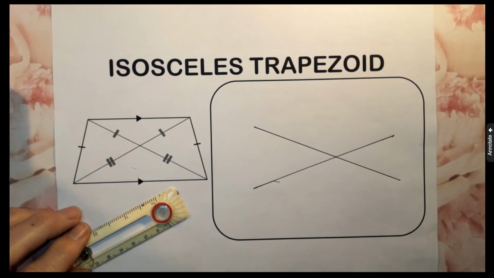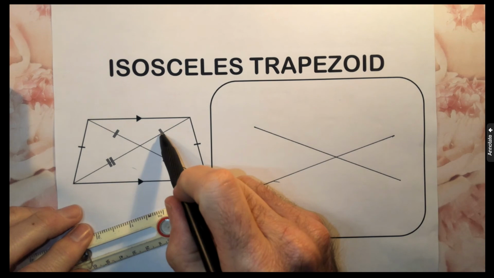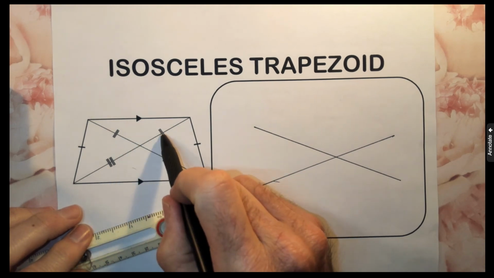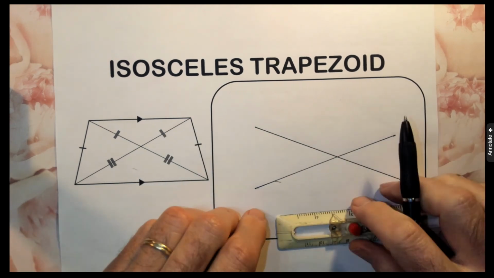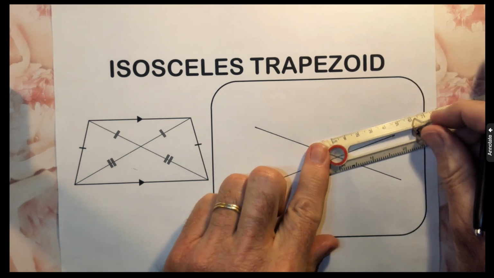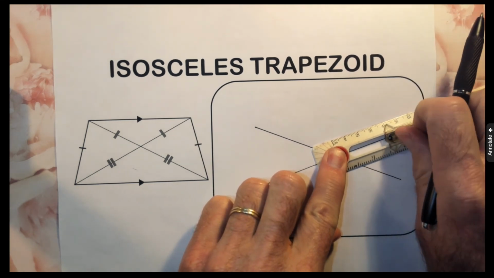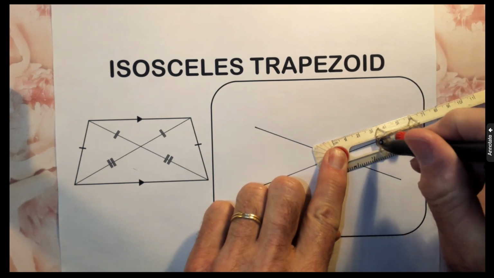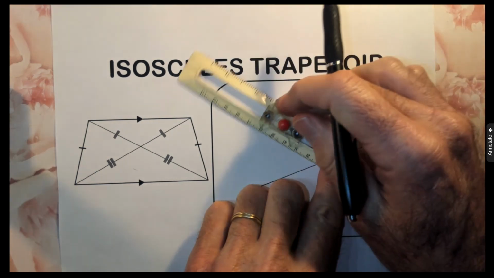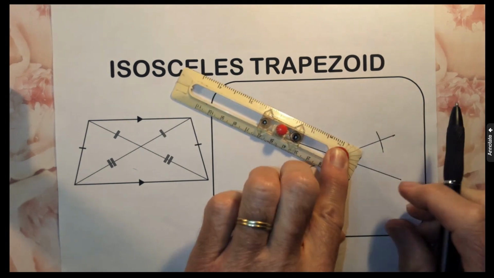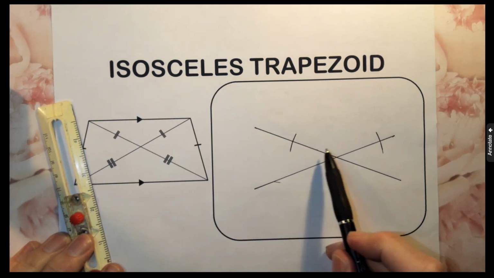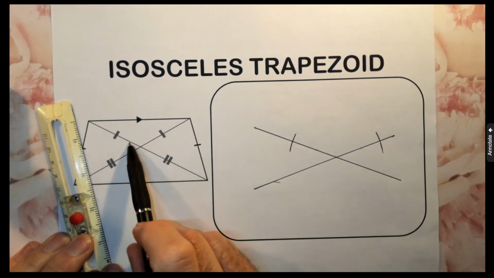Now, on a trapezoid, you need to notice that the top two segments are equal. So I'm going to set my compass at any length, and I'm going to make sure that this top segment and this top segment are the same. So these two segments are the same, just like these two segments are the same.